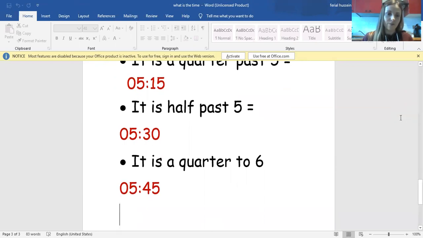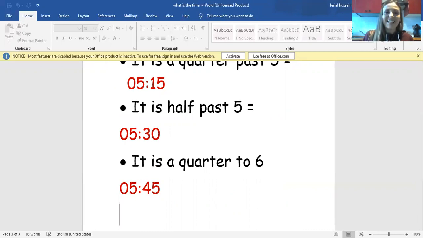Okay, the last one. It is a quarter to 6. Now this is when normally the hour is about to finish. When the hour is almost finished we write it 05, 2 dots, 45. So it is a quarter to 6. Now I want you to say it.